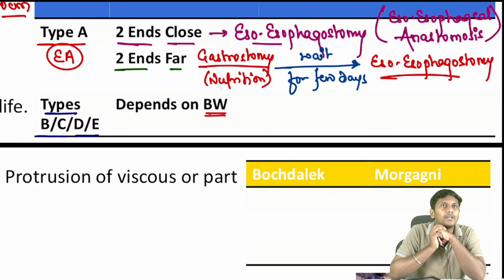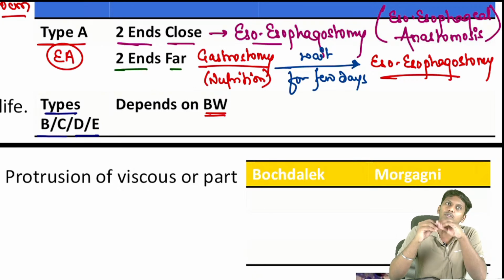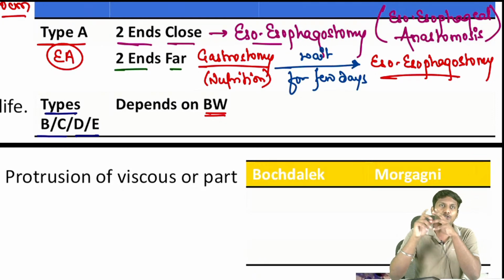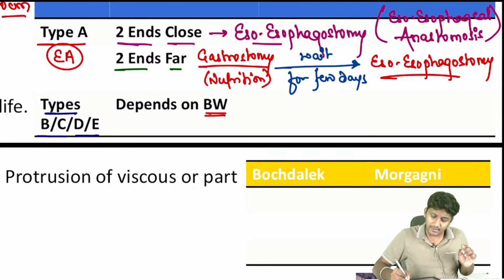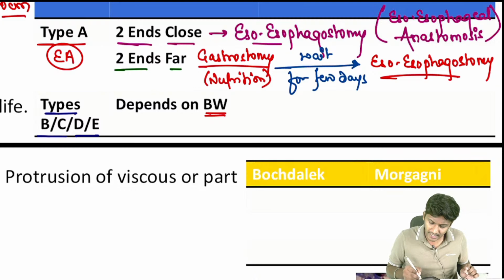Important is depending on the birth weight of the child, that means whether the child is normal in weight or low birth weight. ठीक है? If the child is normal in weight, you can go for the surgery immediately. But if the child has low birth weight, less than 2.5 kgs का weight है, and there is presence of pneumonia, then you have to give antibiotics to the child. You have to give some nutrition to the child, and then after a few days you have to go for surgery. ठीक है?